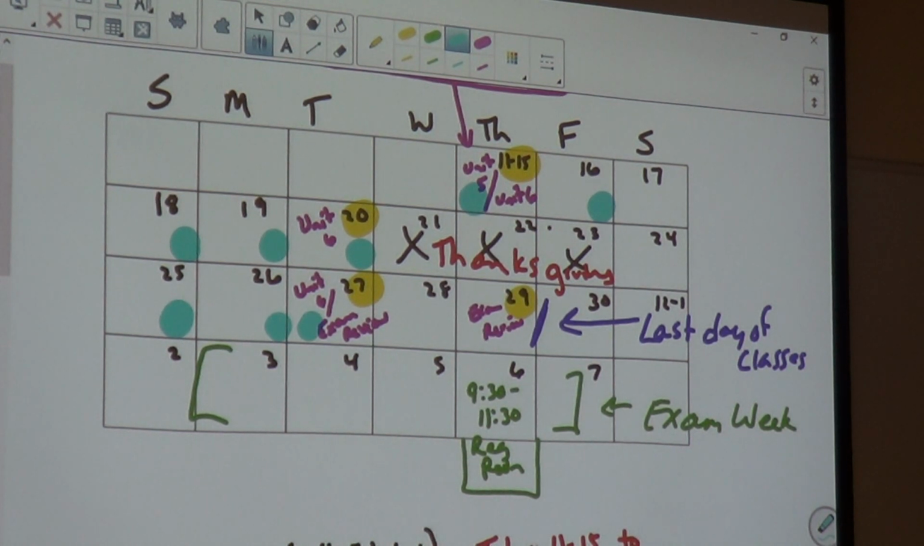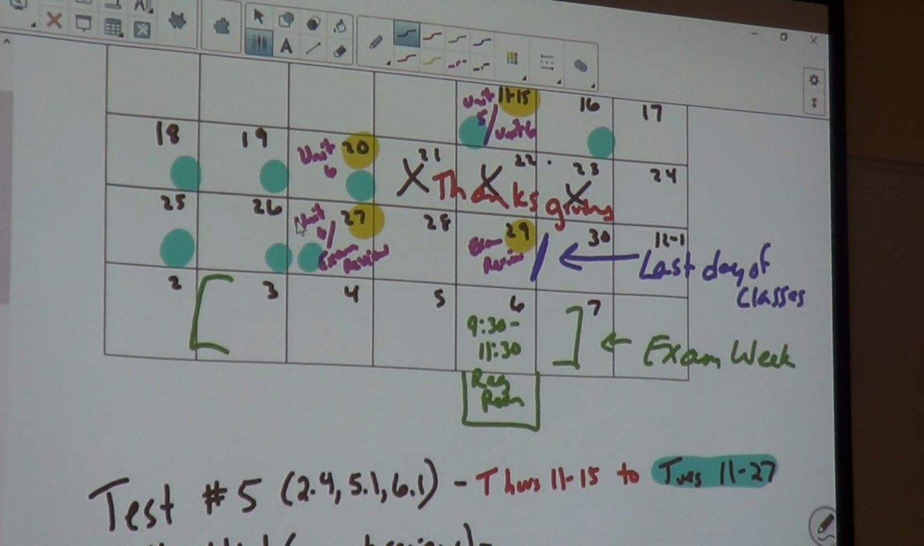I will leave the 27th, but if you need till the 29th, you come to me individually and I will make that change. Right now, your test is from today until Tuesday, the 27th, unless you talk to me otherwise. Now, I am going to reopen all the homework until Wednesday, the 28th.